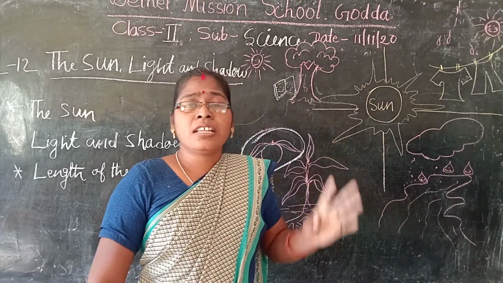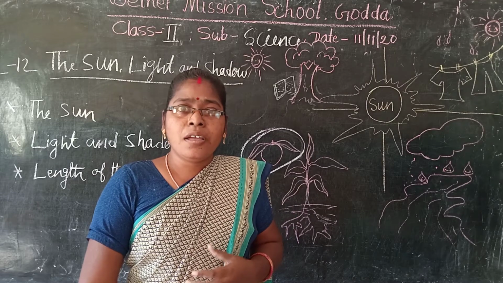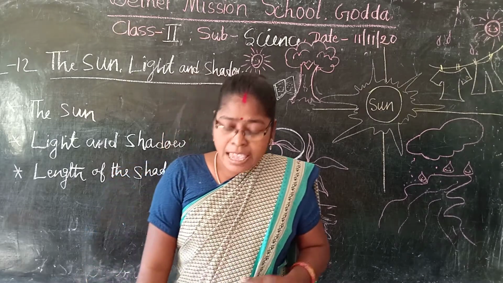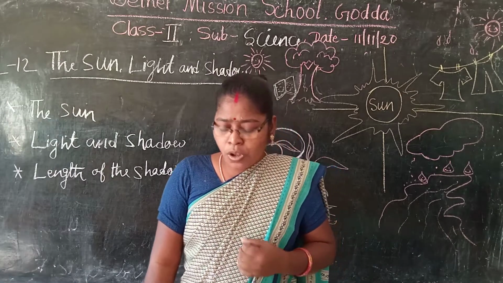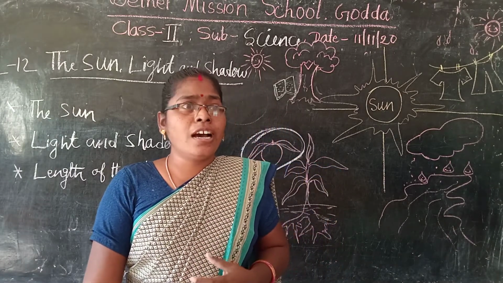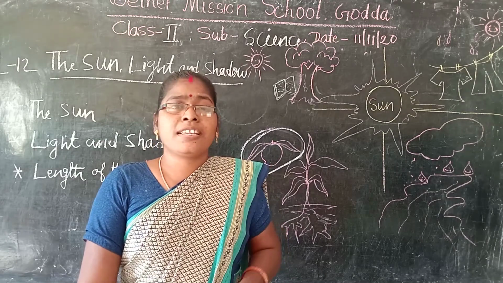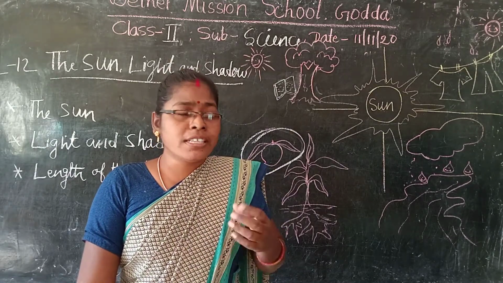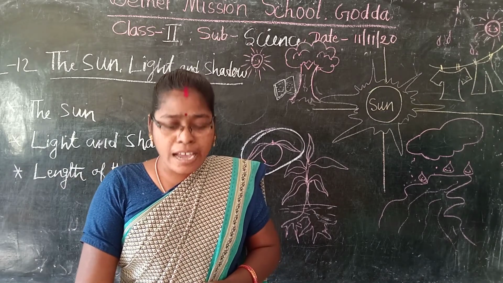The sun shines brightly in the sky. It looks like a hot ball of fire. And the sun gives us heat and light. What does the sun give us? The sun gives us heat and light.